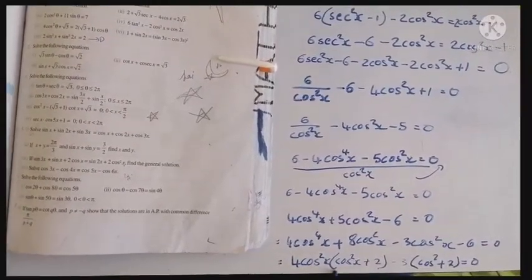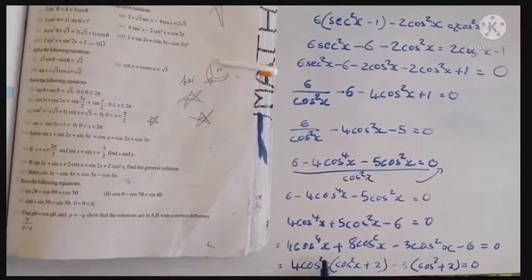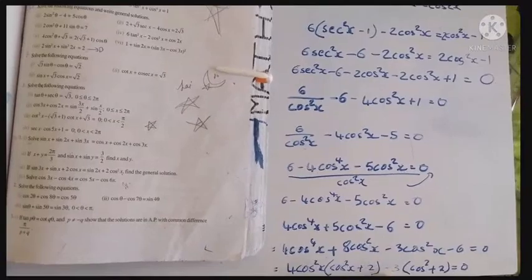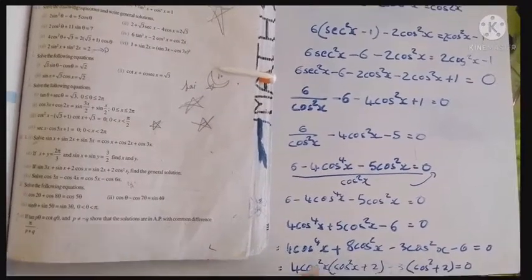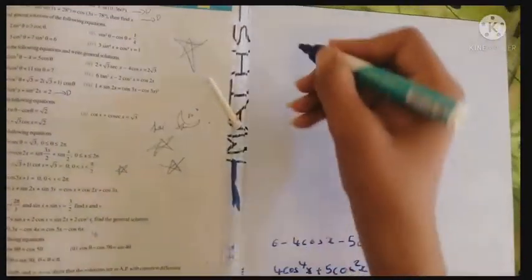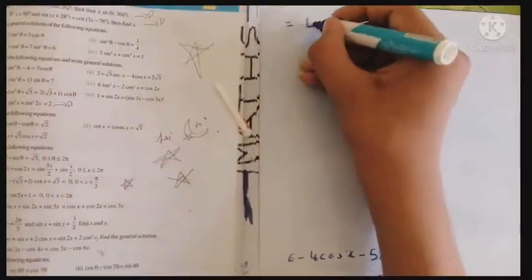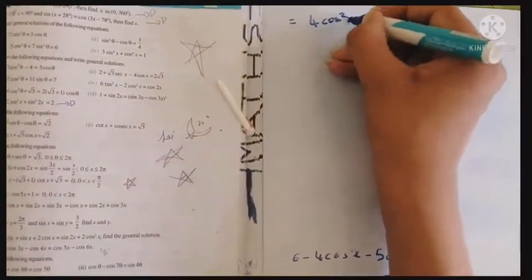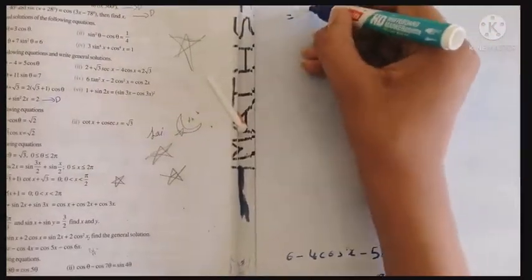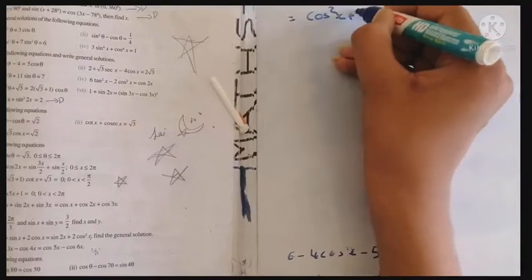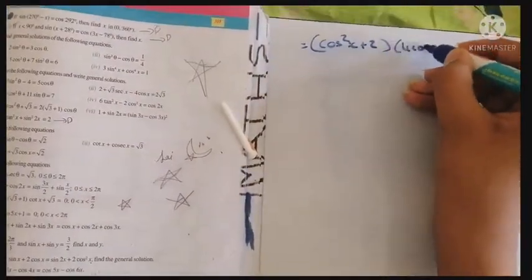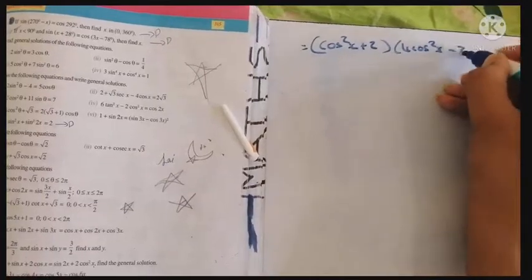So 4 cos square x into cos square x plus 2. We are taking 4 cos square x common, now cos square x plus 2. Here we are taking minus 3 common, cos square x plus 2 is equal to 0. So from this equation we get one factor, cos square x plus 2, and another factor, 4 cos square x minus 3.